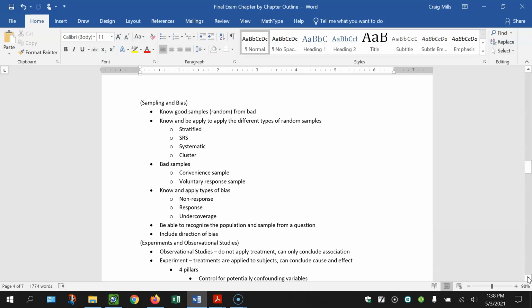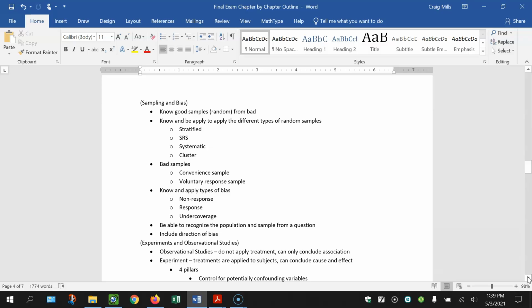Bad samples: convenience. Hey, I'm just sampling the people who are in front of me because it's convenient. They're typically not going to be representative of the population. Voluntary response sample, that's bad. People are choosing to be a part of it. This is any kind of online, click here, call in, you're at a store, how did we do today? Those are all voluntary response samples. People with strong opinions one way or the other are typically the ones answering.